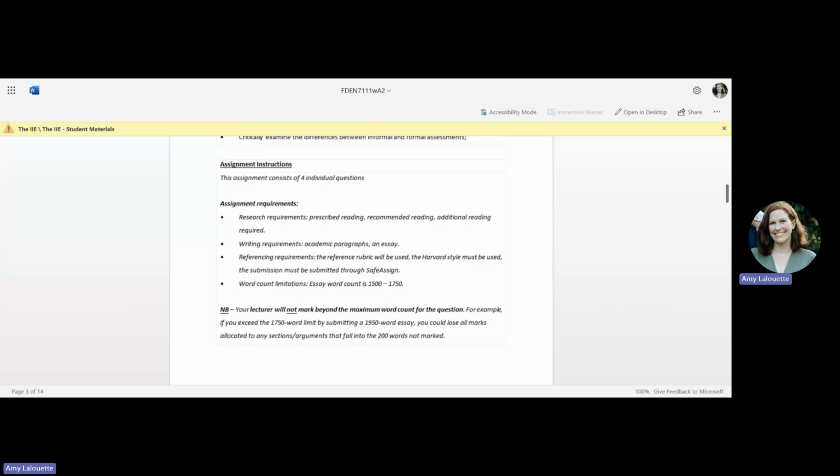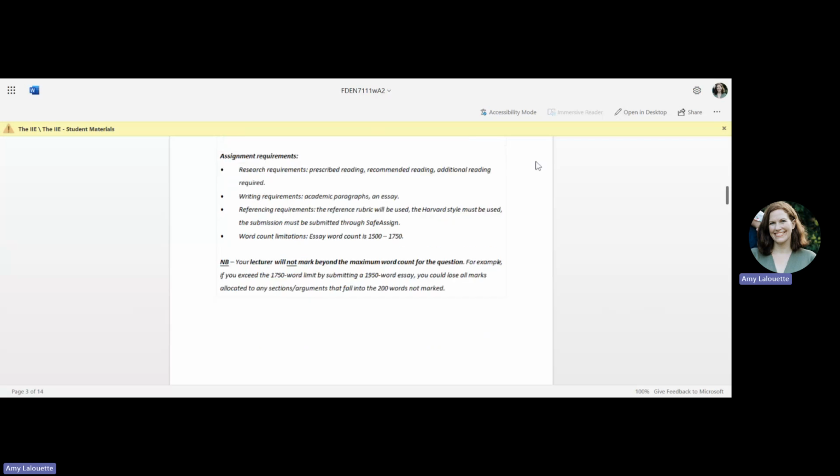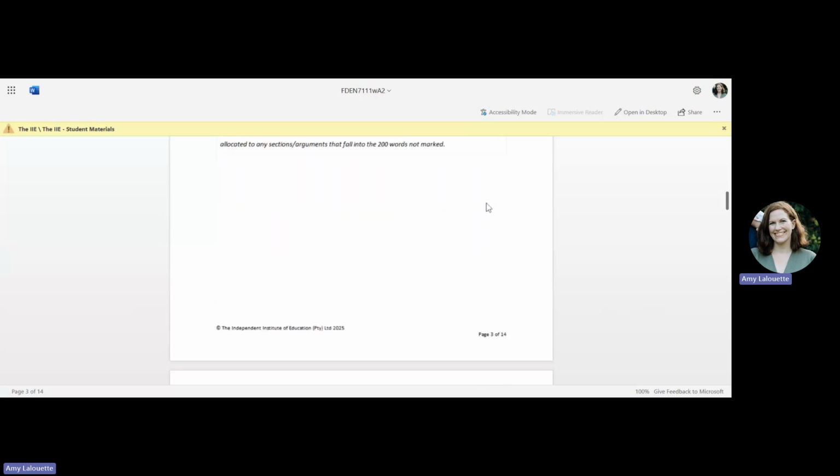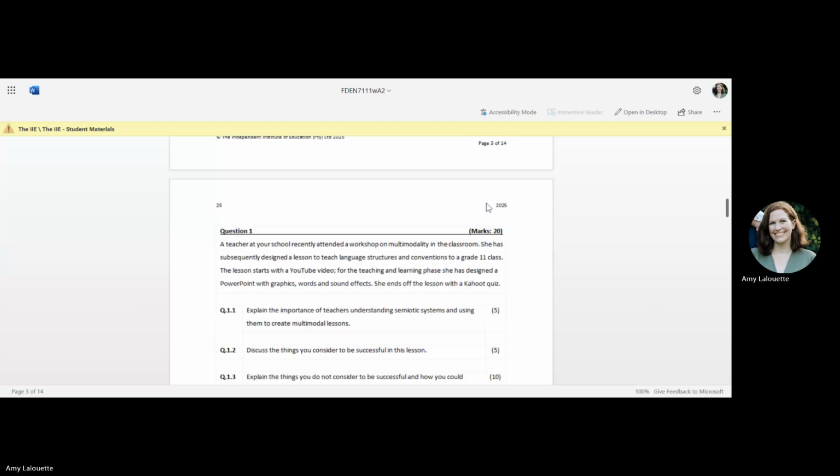You do need to research. You need to write an academic paragraph and an essay. Reference, you must reference everything that is not your own idea. And please, the word limits, the essay count, the maximum is 1,750. Okay, I'm not going to mark beyond that.